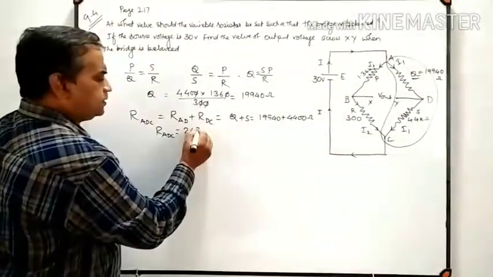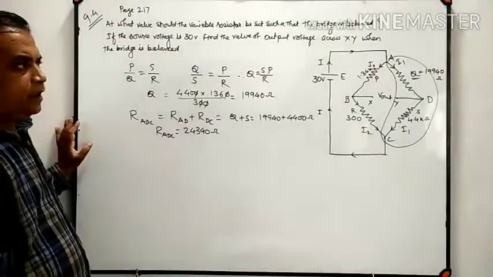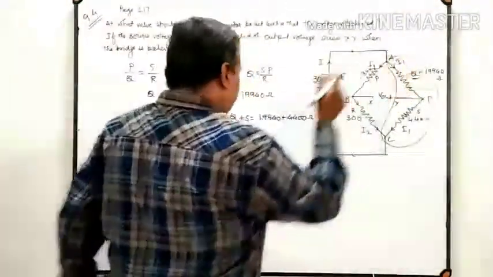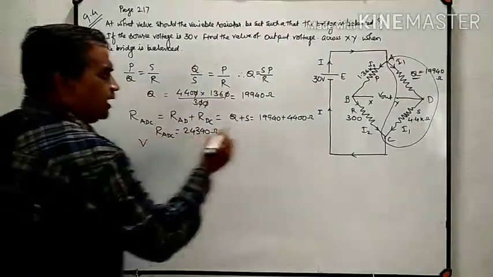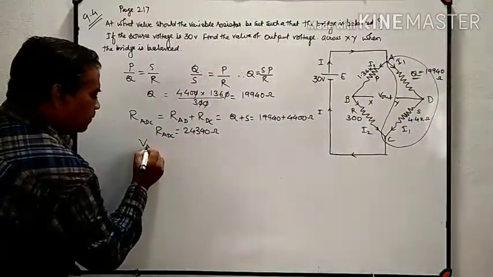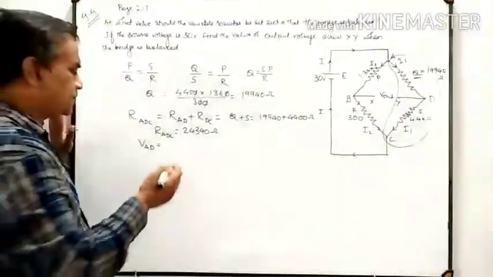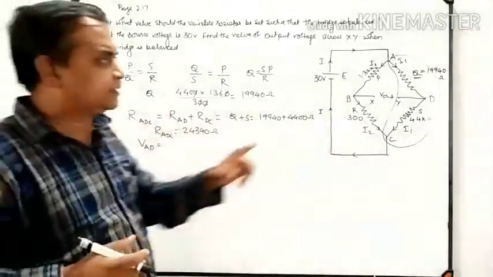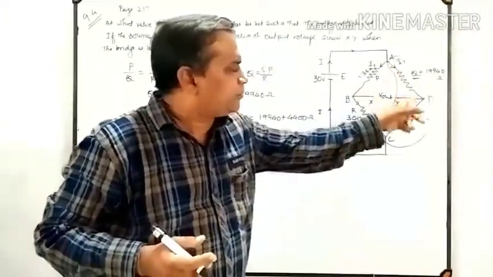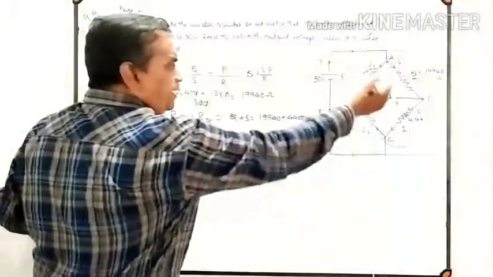24340. So this resistance is 24340 ohm. Now, potential difference across any 2 points. Suppose I want to measure potential difference across point A and D, VAD. According to Ohm's law, potential difference is nothing but current multiplied by resistance. What is the current flowing between point A and D? I1. What is the resistance between point A and D?